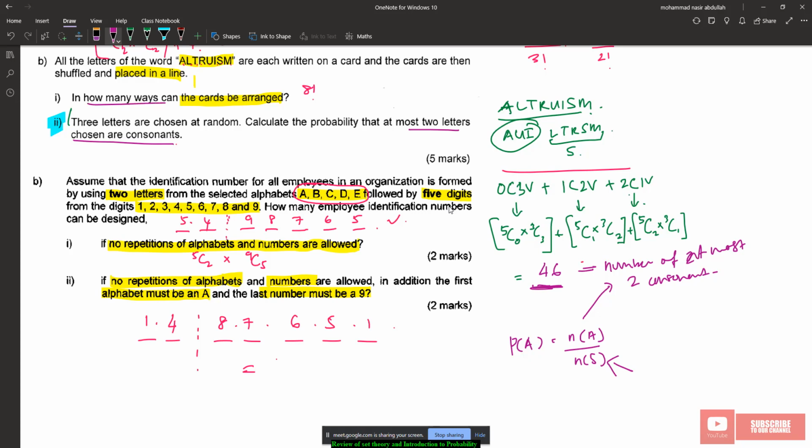So here, in how many ways can the letters be arranged? It wants all of them, arranged again. Let's say we want to arrange a 3-letter word as well. So we have 1, 2, 3, 4, 5, 6, 7, 8. So 8 choose 3. 8 choose 3 is going to be 56, right? So 56 is the number of all possible outcomes to arrange a 3-letter word from altruism.